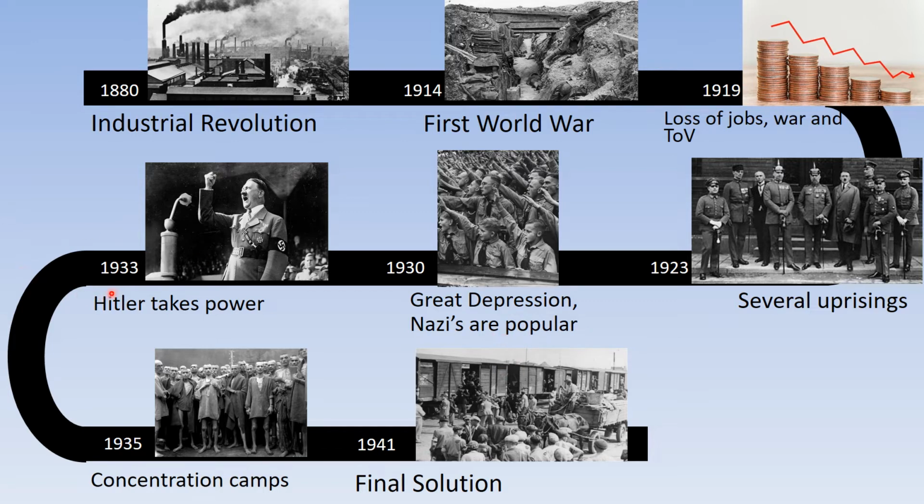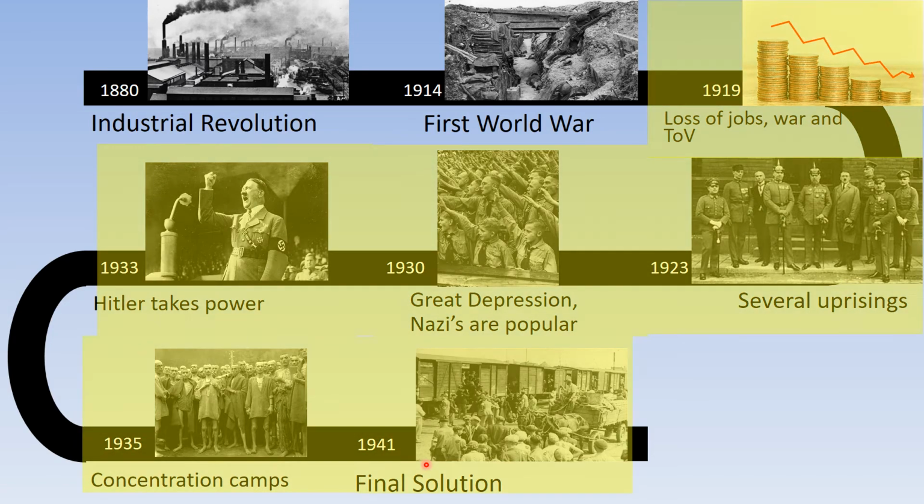Now, in 1933, he's going to take power as the Chancellor of Germany, and by 1934, he's going to have complete rule within the country. In 1935, concentration camps opened, and in 1941, the Final Solution, which was the first systematic method of extermination that would be used to try to get rid of Jewish people from Europe. So again, these are the big ones that we're going to be focusing on in our lesson today.